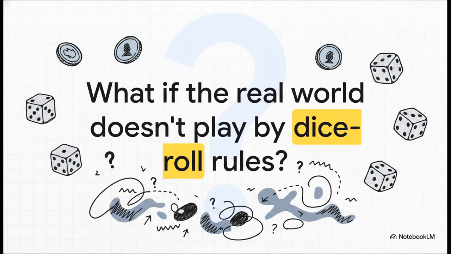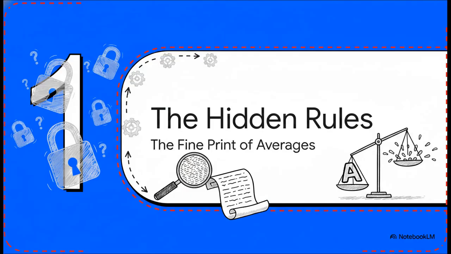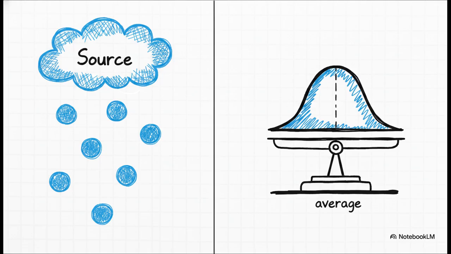Okay, but here's the kicker. Dice rolls and coin flips. They're neat. They're predictable. But what happens when we step out of the lab and try to apply this to the messy, chaotic, real world? Can we really trust it all the time? Well, it turns out the law of large numbers isn't some universal, ironclad guarantee. Nope. It comes with some very important fine print, some hidden rules that you absolutely have to follow for it to work its magic. There are two really big ones.